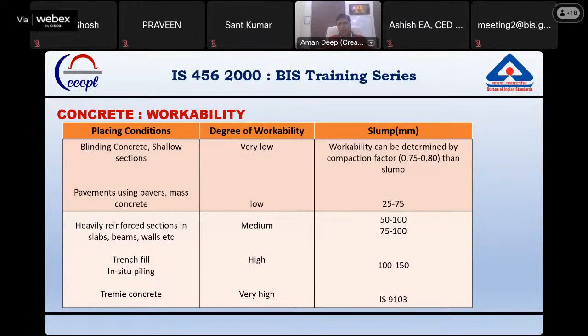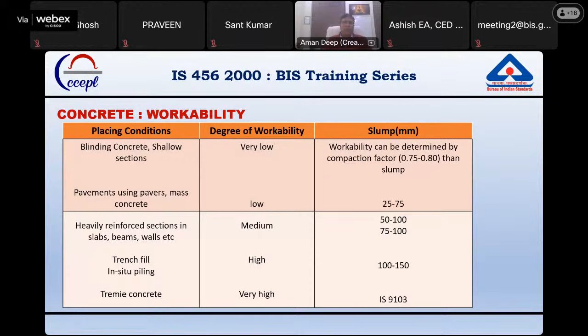Now, a good concrete should be very cohesive and should have the reasonably required workability. For normal concrete of shallow thickness, say foundation type of work, where the reinforcement is not very dense, we can have some low workability, defined as a compaction factor of 0.75 to 0. For pavements, pavers and mass concreting, where we can have slightly low workability, the slump could be 25 to 75 mm.